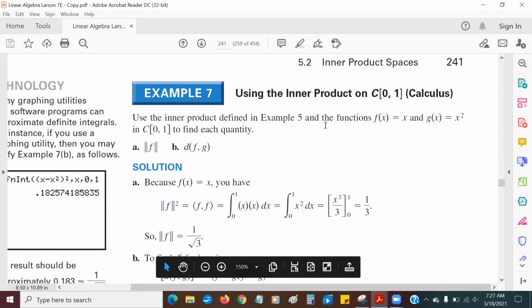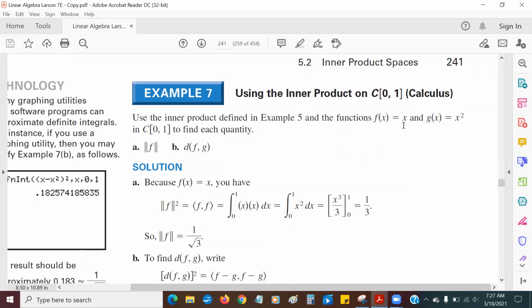So with this definition of inner product, we're going to let f of x be x, and g of x be x squared, and we're looking at C[0,1]. We want to find the length of f, which is the length of a function. What does that mean? And the distance between f and g, the difference between two functions? What does that mean? But we're going to give it meaning. It's going to get meaning today.